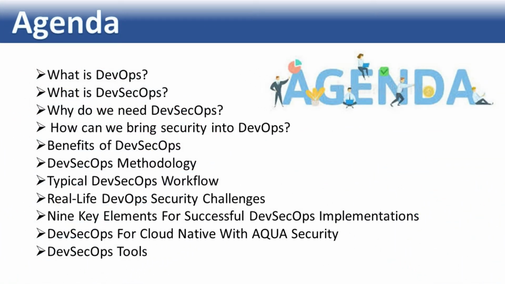As you can see, here are the topics we are going to discuss. What is DevOps? What is DevSecOps? Why do we need DevSecOps? How can we bring security into DevOps? Benefits of DevSecOps, DevSecOps methodology, typical DevSecOps workflow, real-life DevOps security challenges, 9 key elements for successful DevSecOps implementations, DevSecOps for cloud native with Aqua Security, DevSecOps tools.